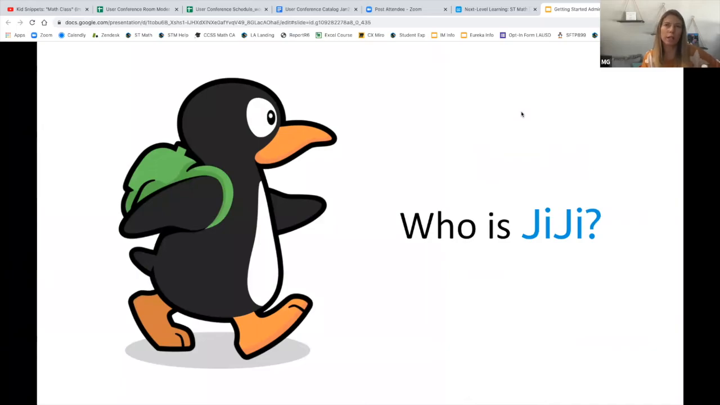So Gigi is the penguin. You probably heard me mention this. And Gigi is our student ambassador who walks along this journey with students through their grade level's math curriculum to help them as they encounter hurdles. And the goal in almost every single ST Math game is to get Gigi completely across the screen.